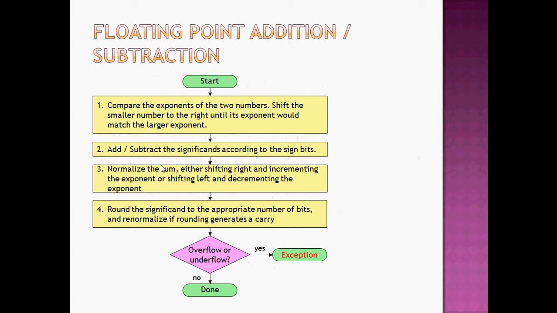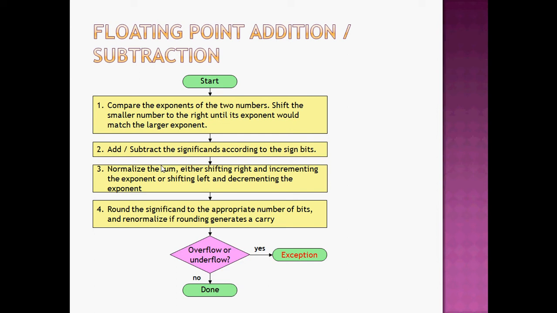Now let us move to our next topic, floating point addition and subtraction flowchart. First, we have to compare the exponents of the two numbers. Shift the smaller number to the right until its exponent matches the larger exponent. Add or subtract the significands according to the sign bits. Normalize the sum, either shifting right and incrementing the exponent, or shifting left and decrementing the exponent. Round the significand to the appropriate number of bits and renormalize if rounding generates a carry.